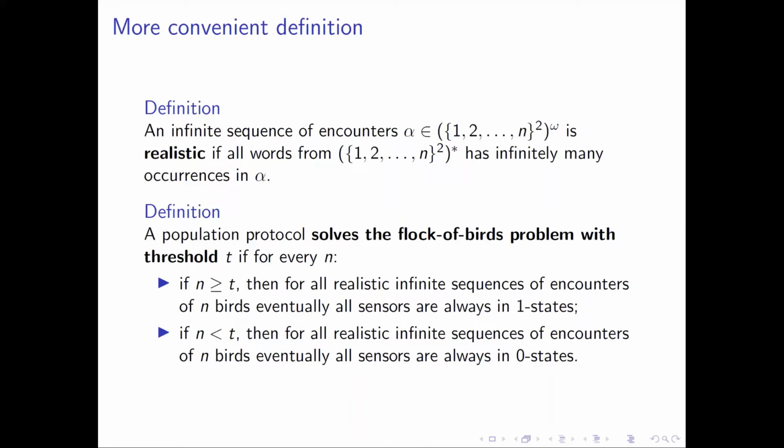So we had a definition of realistic sequence of encounters. It just means that all possible finite words occur infinitely often there. And then we say that the population protocol solves our problem if for every n, if n is at least our threshold, then for any realistic infinite sequence of encounters of n birds, there is a moment starting from which all sensors are in one state. And similarly, for 0 states, if n is less than our threshold.